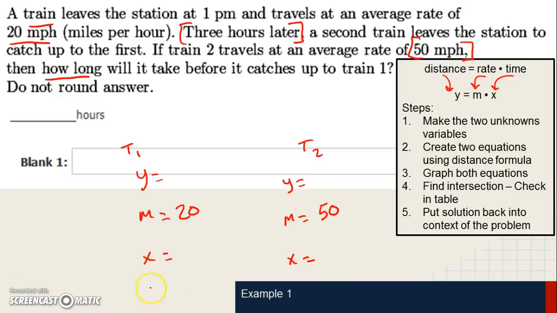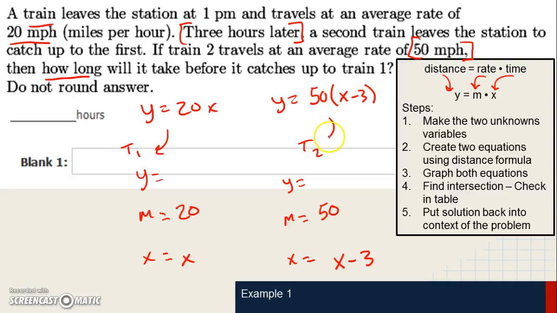x is time. We don't know a lot about time, but we know a little bit about time. We know that train 1 travels for some amount of time. Don't know much, that's just x. We know that train 2 travels for the same amount of time, except it's 3 hours later, which means it's 3 hours less. So same amount of time, which we'll call x, minus 3 hours. Boom shakalaka, we are ready to make some equations. First equation, y equals 20x. Second equation, y equals 50 open parentheses x minus 3.